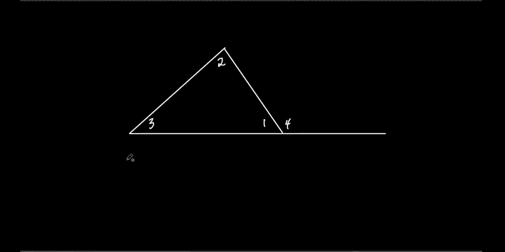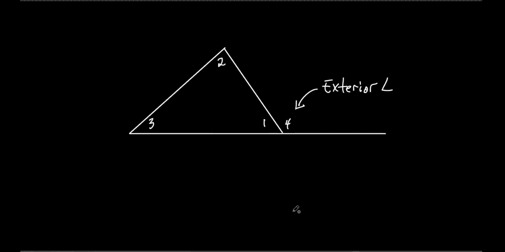I got a triangle. Then I extended one of the sides. So angle 4, is angle 4 inside the triangle? No, it's on the outside of the triangle. So what kind of angle are we going to call this? An exterior angle. All right, it's outside the triangle.